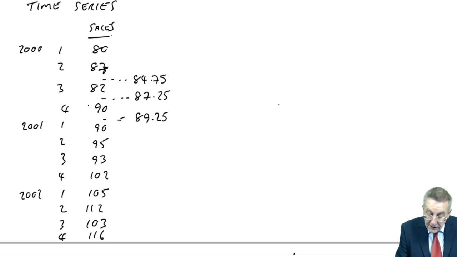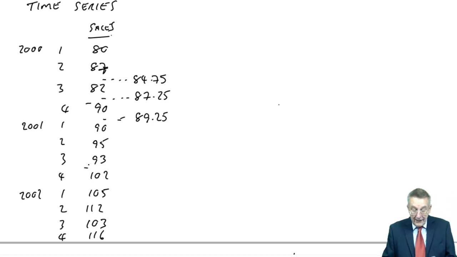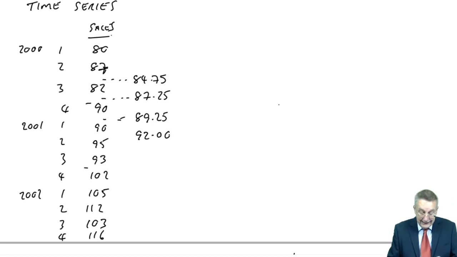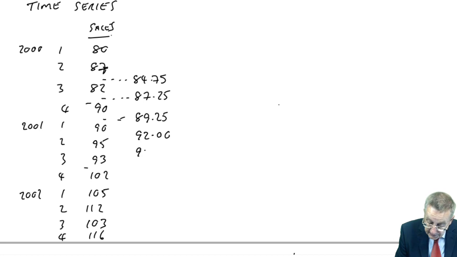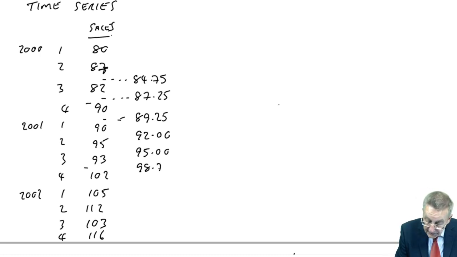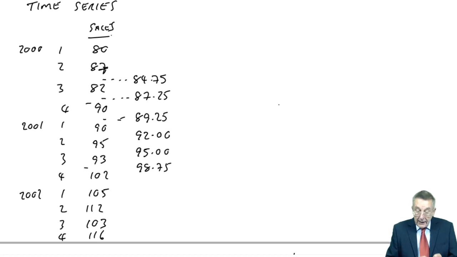See how fast we can be. The next 12 months is from there to there. 90 plus 90 plus 95 plus 93 divided by 4. I get 92. The next one, 95. The next one, 95 plus 93 plus 102 plus 105, 98.75. Nearly there.